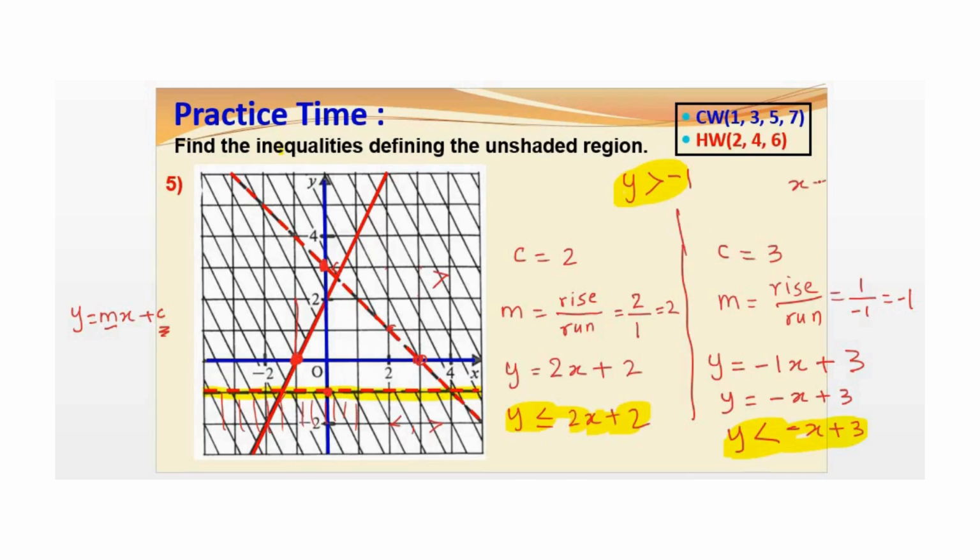Okay, so here you can directly say x plus y is equal to 3, and then you can make the inequality x plus y is less than 3, right? So this is also the correct answer. This one is correct, this one is correct, both are correct, right? So the way that is easy for you, you can go with that way.